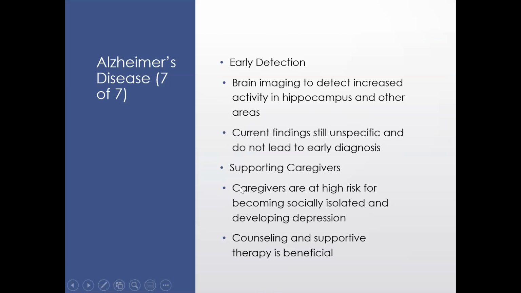We also need to support caregivers. Taking care of somebody that is suffering from Alzheimer's disease can be quite the undertaking, especially as they get into more of those late stages where they might not be able to fully understand the situation. They might think they're back in their 20s. They might think they're in a completely different year. They don't remember their friends. They don't remember their family. It is a big undertaking for caregivers. Caregivers also feel like they become socially isolated and develop depression.